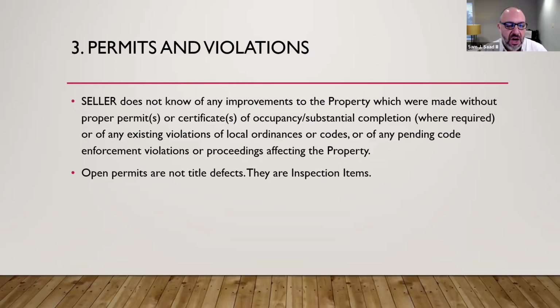Permit violations. Seller does not know of any improvements to the property which were made without proper permits or any open or pending code violations. Open permits are not title defects, they're inspection items under the NABOR contract. But remember, there's a representation that the seller does not know of any. This is a contractual representation. So if the seller does know of open permits or code violations, then the seller is immediately in breach of contract when they sign the contract, and the buyer can get after them for damages. So you need to have a conversation with your seller. Did you make any unpermitted improvements? And beat it out of them.